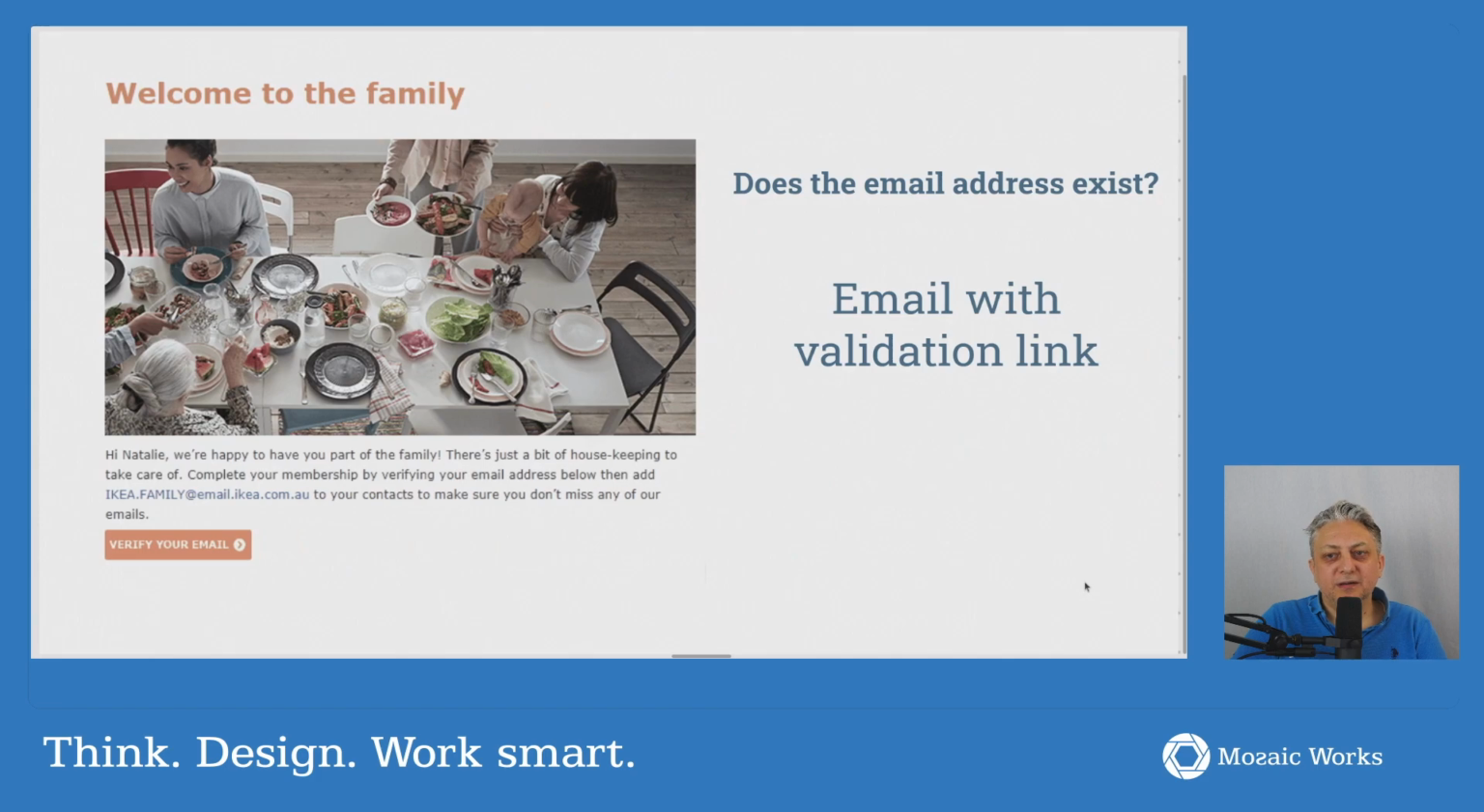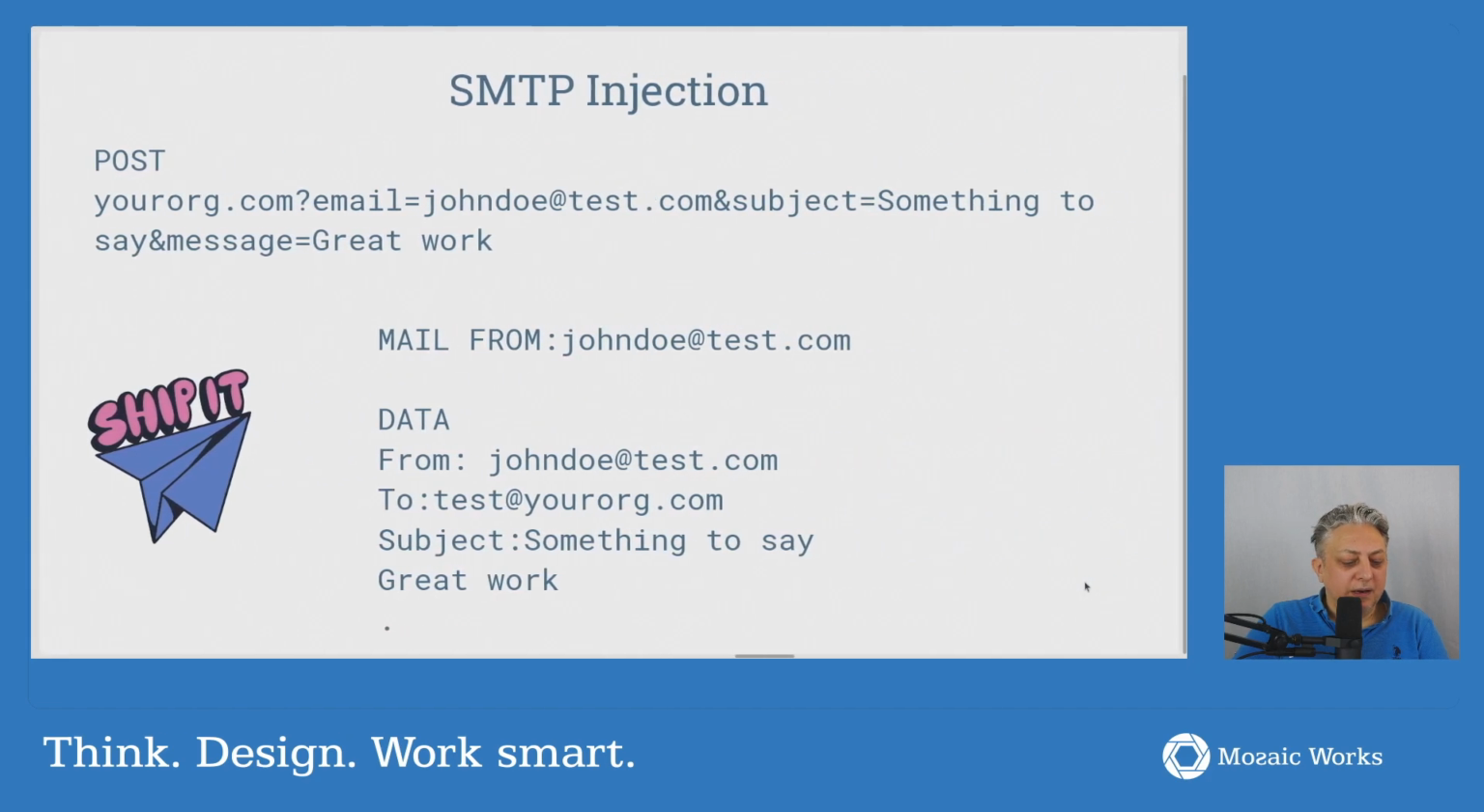Now, the final question in validating emails is, does this email address actually exist? This is the simplest one to solve, because you just send an email with a validation link, you verify the email, and so on. This is an example from IKEA Family, but you are very familiar with these types of examples. Now, what is the problem if you are just sending the email directly? Well, the problem is with security. You are opening up your system to various exploits and potential attacks. One of them is SMTP injection.